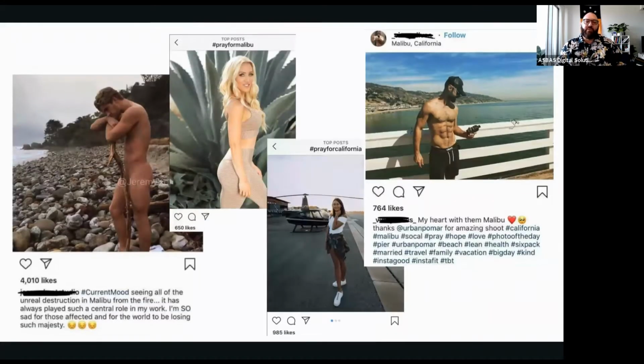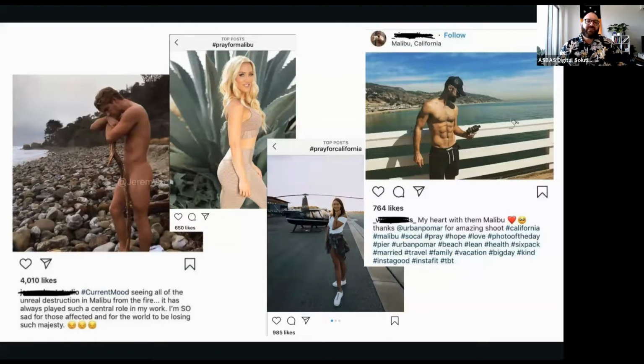Like, for instance, when the Malibu fires were happening in California, we saw the birth of the influencer thirst trap. And this virtue signaling version is even more insidious. There's a picture of a naked, muscular man looking all very sad, standing on the beach, nowhere near the Malibu fires, saying, this is my mood, seeing all the unreal destruction in Malibu from the fire. We call it a thirst trap because it makes people go, oh my God, I'm so thirsty for that hot guy or that hot girl. And it's basically just an excuse for someone to take a hot photo of themselves.